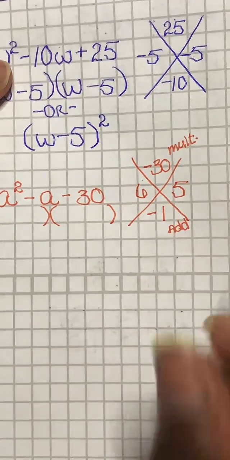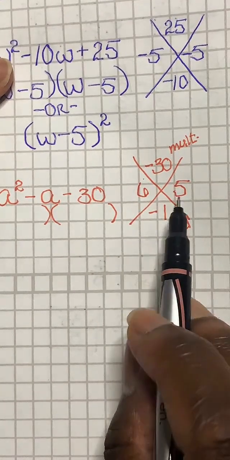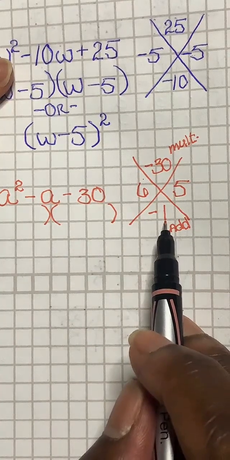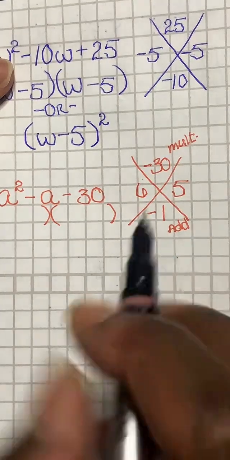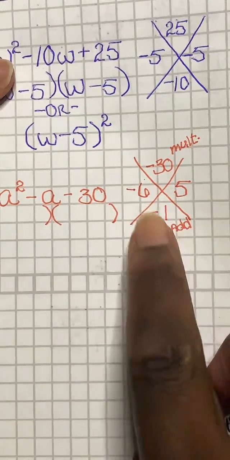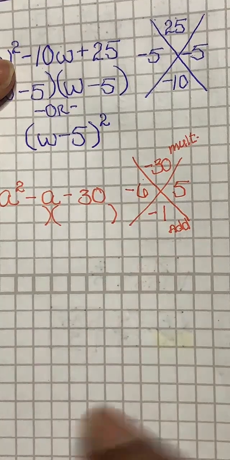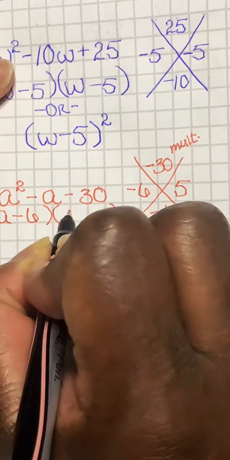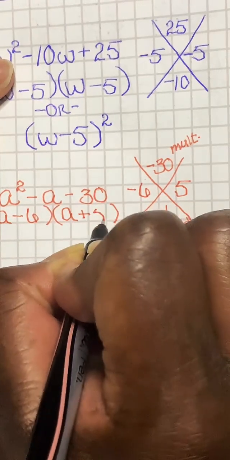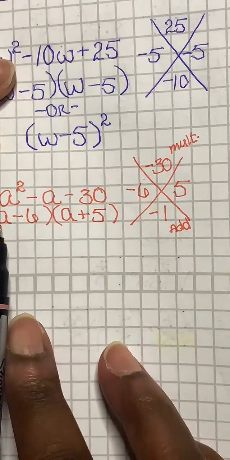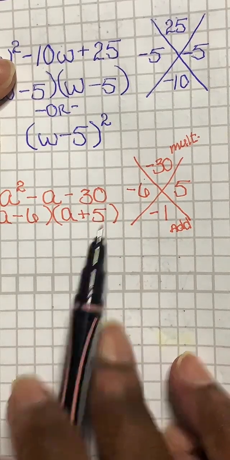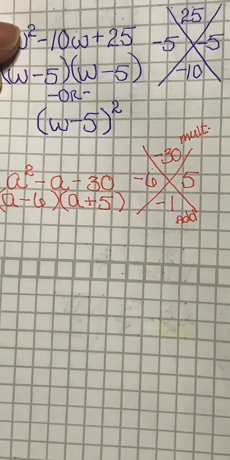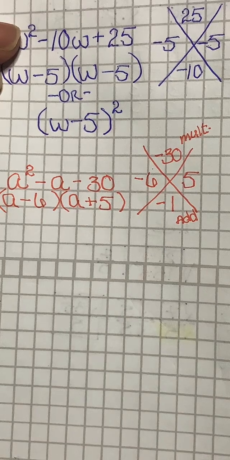Now we have to decide which one is going to get the negative. If I give it to the 5, it's going to give me a positive 1. But we're looking for a negative 1. So we have to give the negative to the 6. If you want to write a minus 6 and then a plus 5, you can do that. If you want to say a plus 5 and then a minus 6, you can do that as well. Does that make it clear?